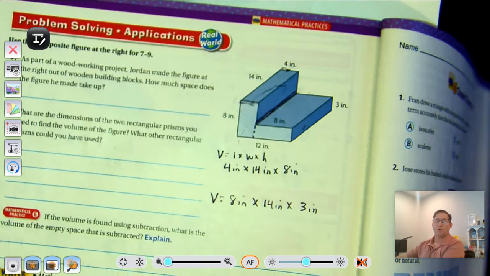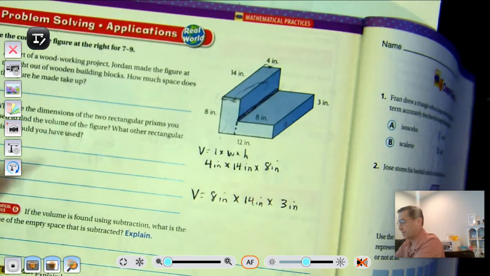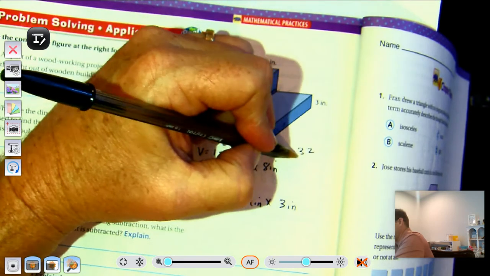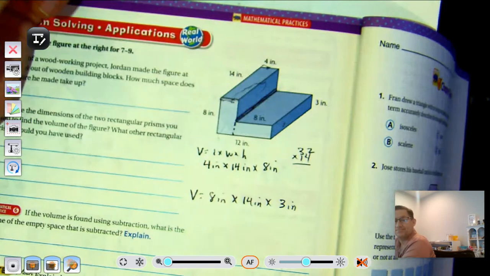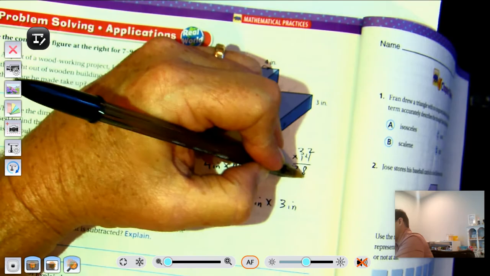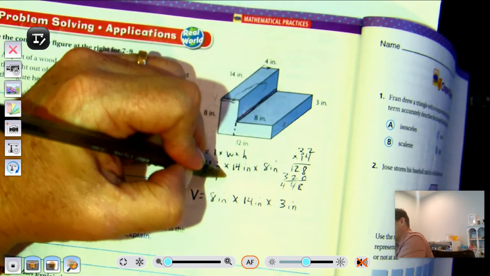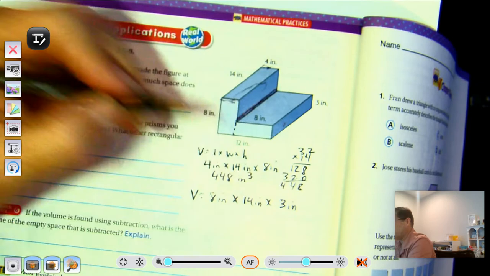So all I have to do now is multiply and add them together. So 4 times 8 is 32. And 32 times 14. That's 8. That's 0. So that's 448 cubic inches.